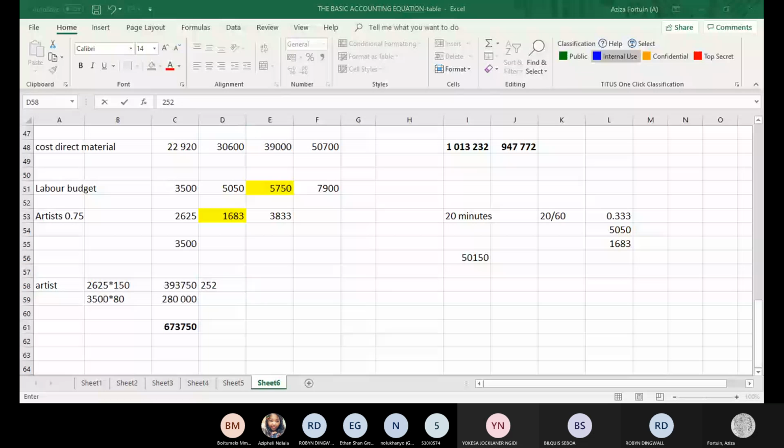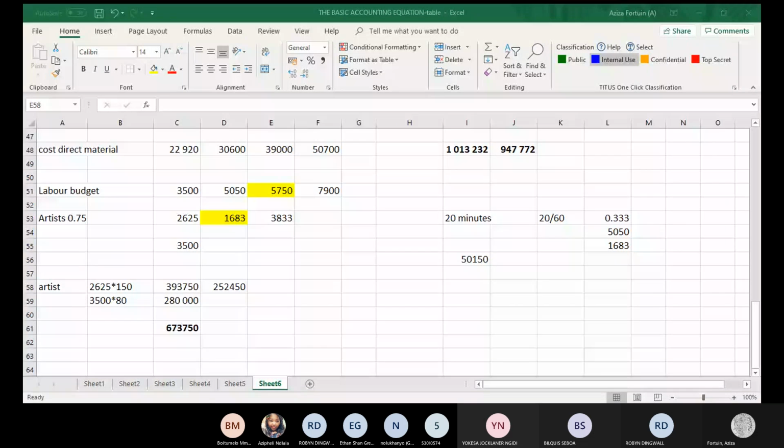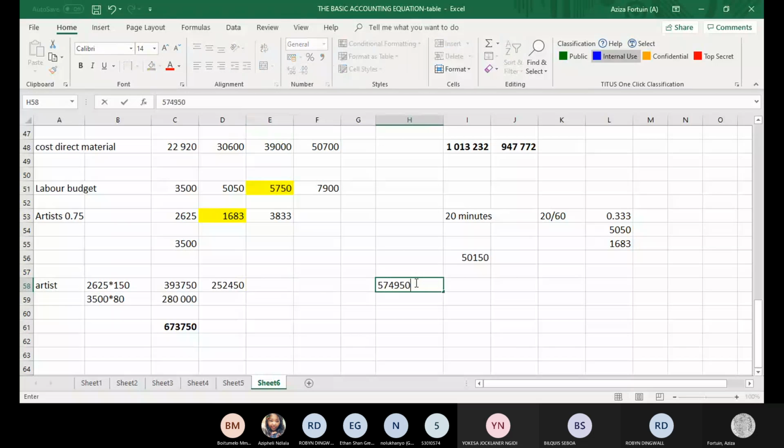252450. That is the total amount. And this one is 3833 times 150, which is 574,950. Let's just go back to how we got this.